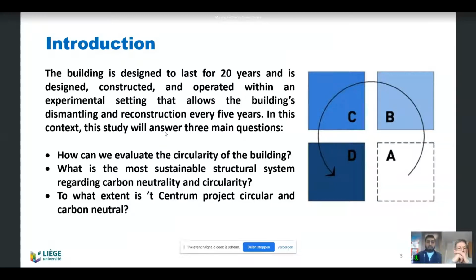So this study will answer 3 main questions. How can we evaluate the circularity of the building? What is the most sustainable structure system regarding carbon neutrality and circularity? And to what extent is the Centrum project circular and carbon neutral?